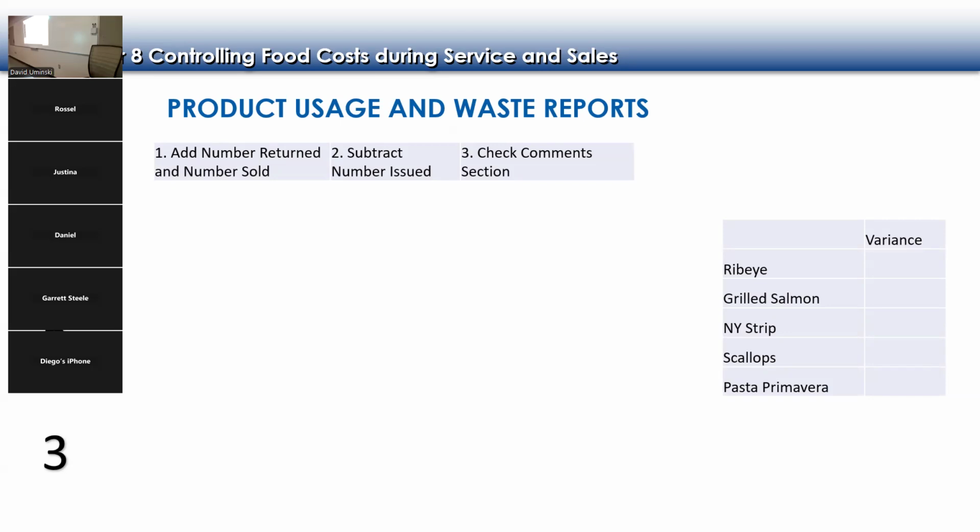Okay. And so if we look at our notes page, the first item is we're going to add each server's amount to get the total items that were served from each one. So number one, we're just going to add up. Go ahead and take a moment and add up the total number of ribeyes, grilled salmon, strips, scallops, and pasta primavera that were sold on this particular shift.